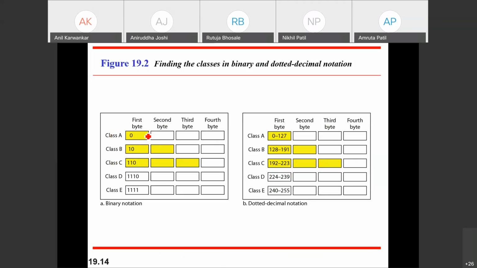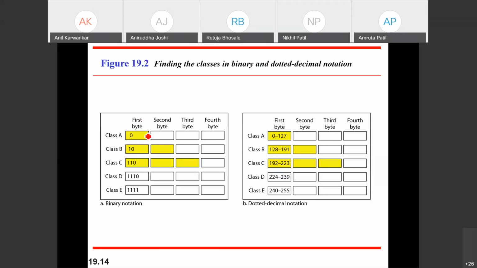Class B addresses will be 128.0.0.0 to 191.255.255.255. Any address within this range. For class A, it will be 0.0.0.0 to 127.255.255.255, or instead of 255, we can consider the nearest value, 254.254.254. So that will be the range of IP addresses in the classful classification for class A.